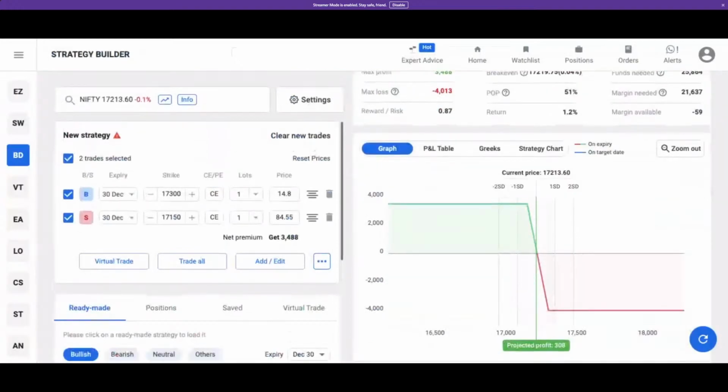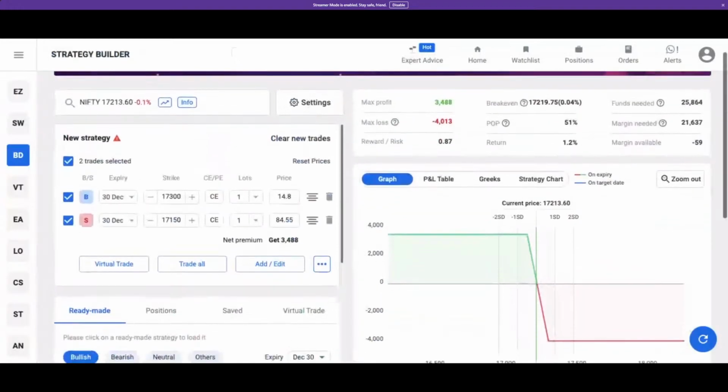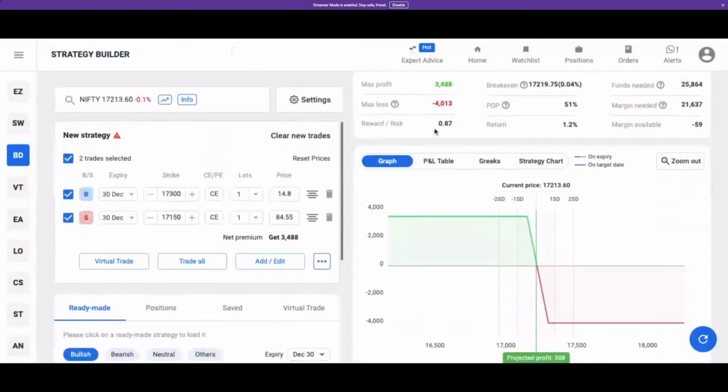Yeah, and this is basically what it looks like. I hope it's all clear to you guys. Now the current price of the stock is at 17213, and since you're short overall, you make money. The best strategy using calls, you will make money when the markets fall down.